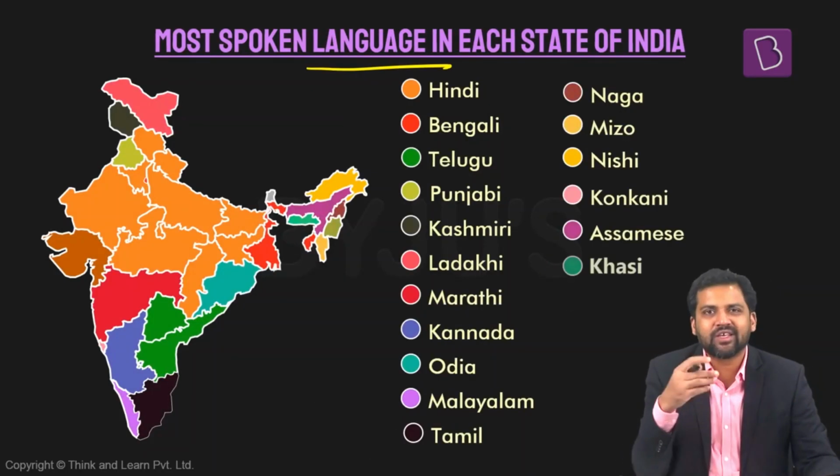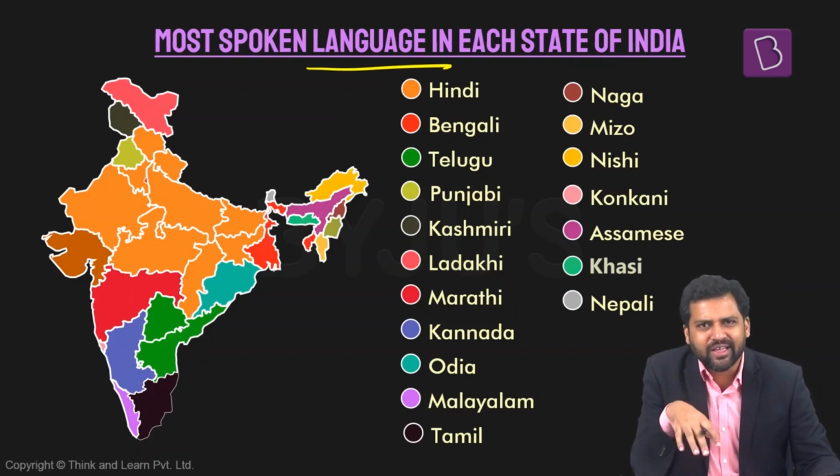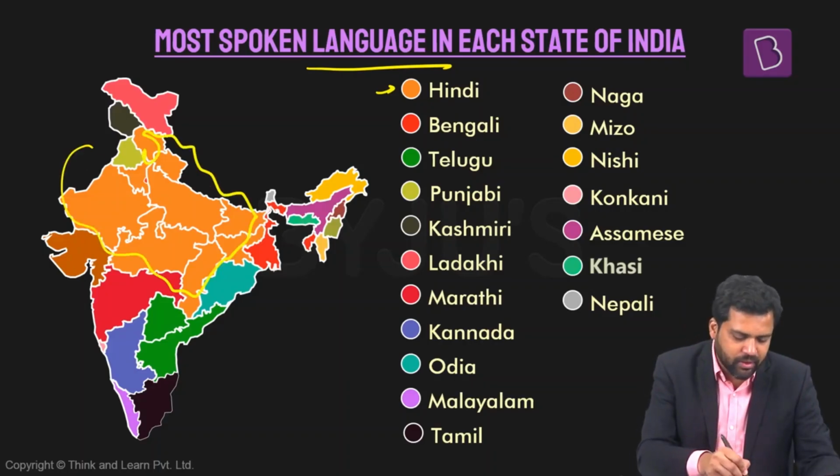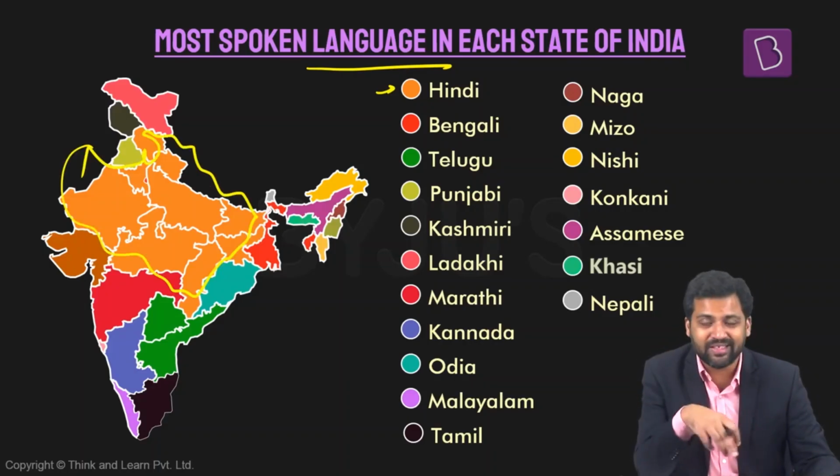So this is about which language is spoken in which part of the country. Basically, if you divide India into different states and see which is the language that is most spoken in that particular state, how will it look? All these different color codes that you see are languages. For example, this orange saffron color is Hindi. You can see large parts of the country, especially the central part of India, called the Hindi heartland. Most of the people in these states speak Hindi.